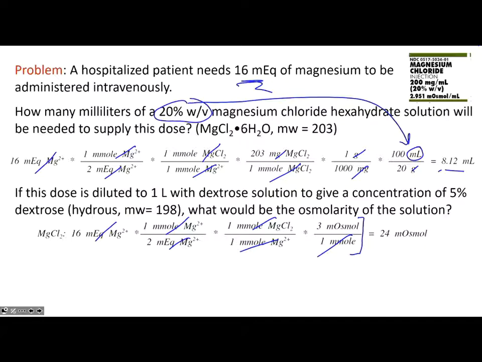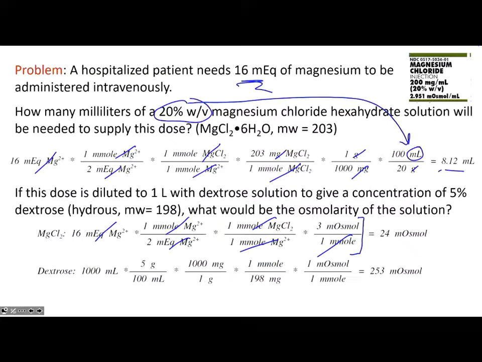Is that the answer to this question? Or did we forget about something? We forgot about the dextrose, man. So let's do the dextrose. We've got to account for that. So I know it's 5%, so I've got to start back with, well, what's my total volume? We said the total volume is going to be a liter, which is 1,000 milliliters. So I take 1,000 milliliters times 5%, which is 5 grams per 100 milliliters. So my milliliters cancel. Now let's just convert from grams to milligrams by multiplying by 1,000.